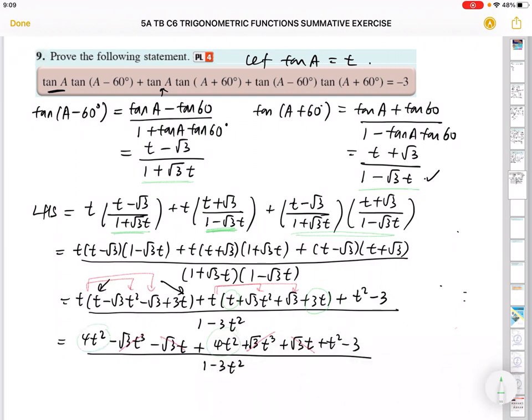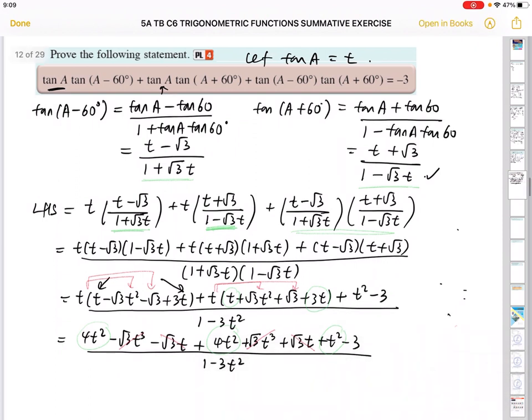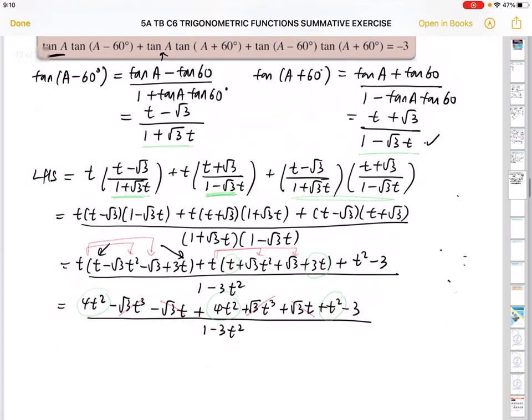Okay, this will be 9t squared, and I still have minus 3 left, the last part here. Then you divide by 1 minus 3t squared. Okay, see, the final answer should be negative 3. The question says, show that it's negative 3. So we need to factorize. So I move this up.